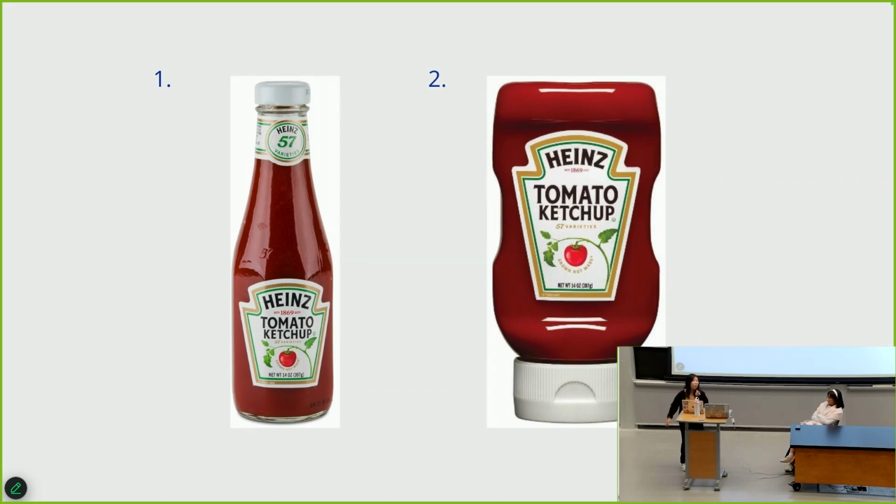So let's take a really quick poll. Between these two ketchup bottles, 1 and 2, which one do you think better optimizes the UX for users? You can do 1 finger for 1 and 2 for 2. Yeah, I'm seeing only 2s.